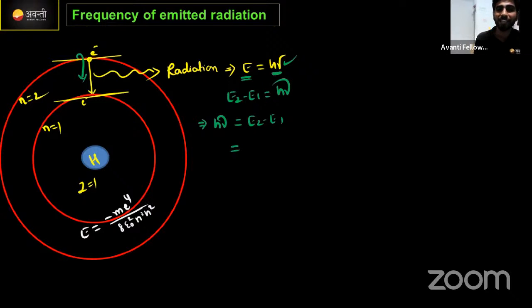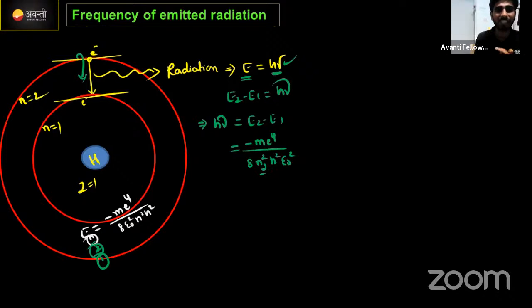Right? This is for the nth orbit we derived. Here we need to substitute it, n value is there, no? We need to replace the n value for the second state as well as the first state. Replacing here, the energy for the second state can be written as minus m e to the power of 4 divided by 8 n2 square h square epsilon naught square.